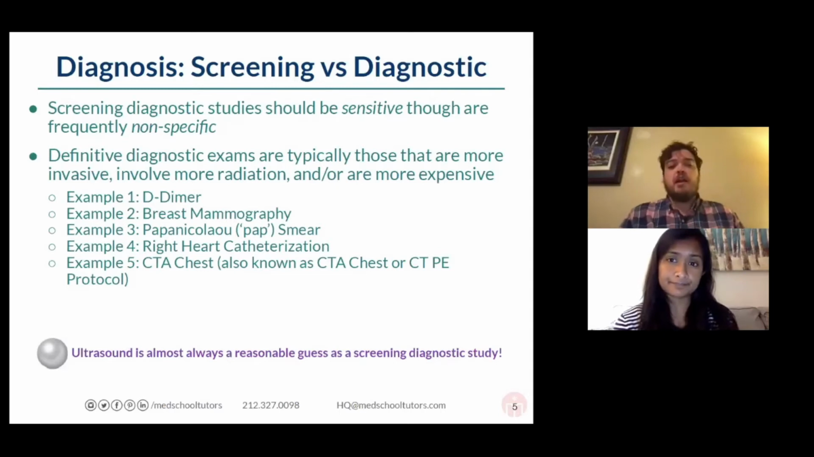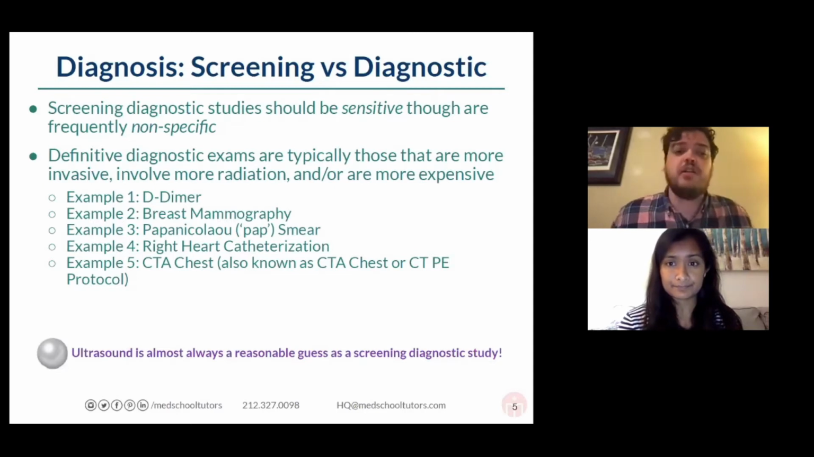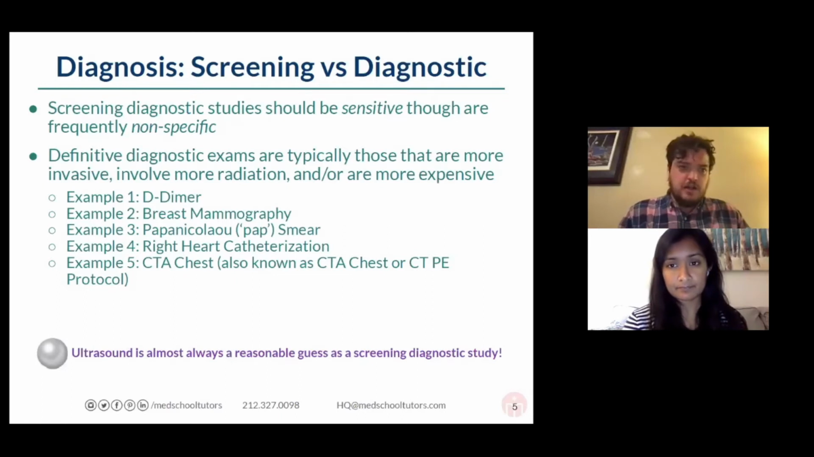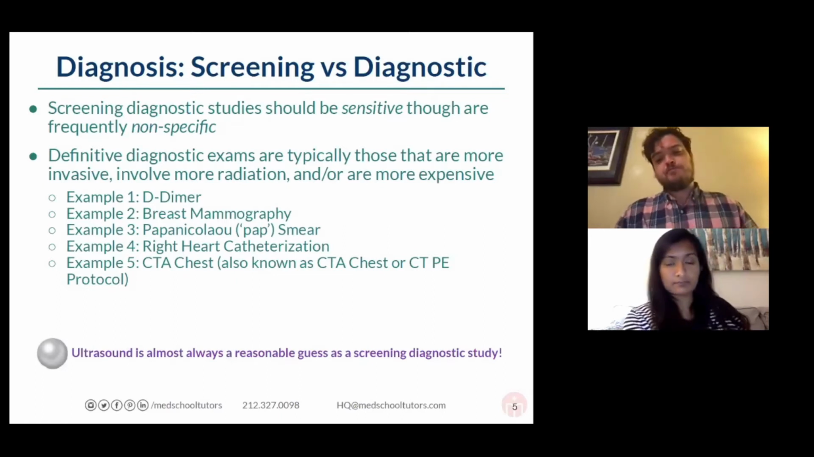Example number four would be a right heart catheterization. So pulmonary hypertension, this very neglected disease, is very hard to diagnose clinically. But if you suspect pulmonary hypertension and patients have some findings that are adding up to that, unexplained right heart dysfunction, for example, right heart catheterization would be a good example of a diagnostic exam.